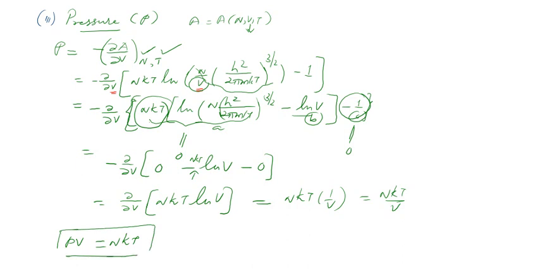Hope you are glad. It's a point to celebrate. This is the much familiar PV equal to NkT, the ideal gas equation. So we should be happy. It's worth celebrating, because after all these lengthy mathematical derivations, we are finally able to conclude with a very simple equation which is quite familiar to you.